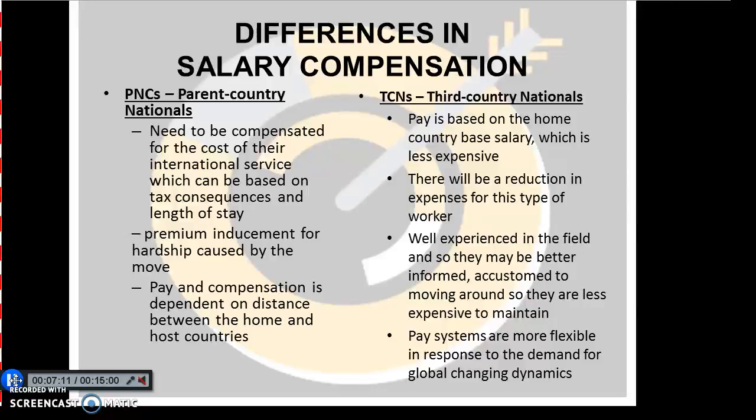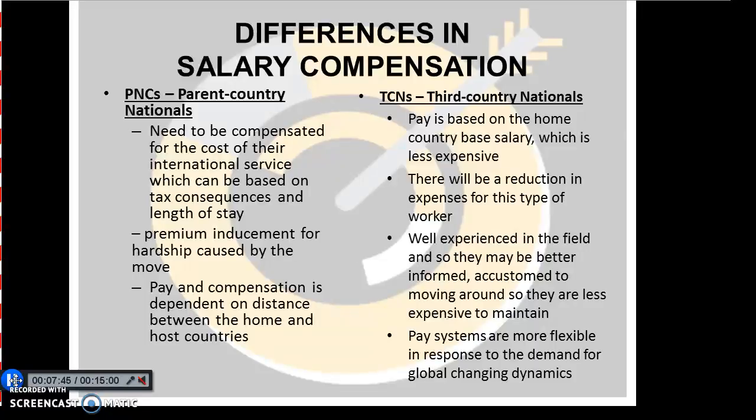So then the differences in salary compensation for parent country nationals and third country nationals are as follows. For parent country nationals, they need to be compensated for the cost of their international service, which can be based on tax consequences and the length of stay. It is also based on the premium inducement for hardship caused by the move, and there's also a consideration for the pay and compensation, which is dependent on the distance between the home and the host country.